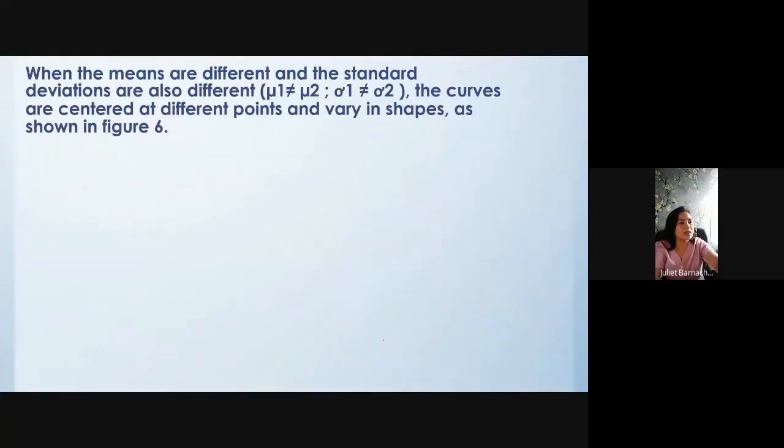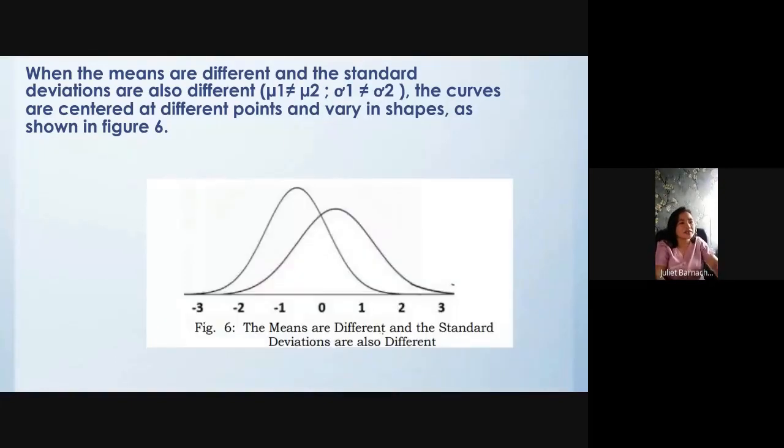Condition number 3, this time, the means are different and the standard deviations are also different. The curves are centered at different points and vary in shapes as shown in figure 6. Siyempre, magkaiba sila ng mean. So, hindi sila parehas nasa center. Since magkaiba din sila ng standard deviation, magkaiba din sila ng shape. Yun ang difference naman nila.